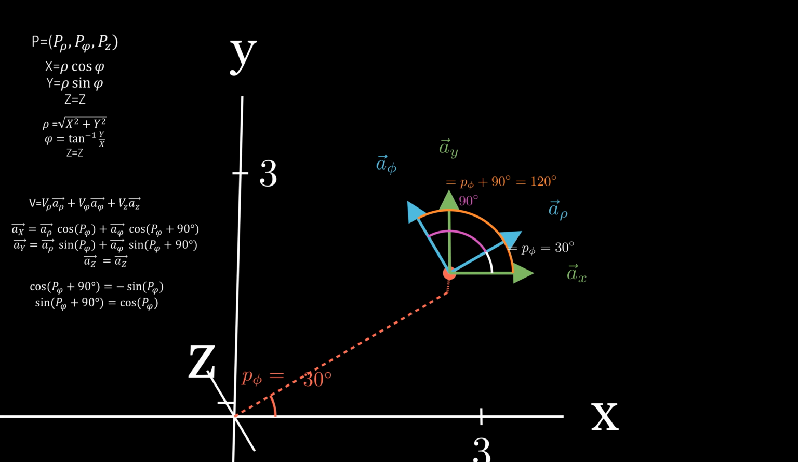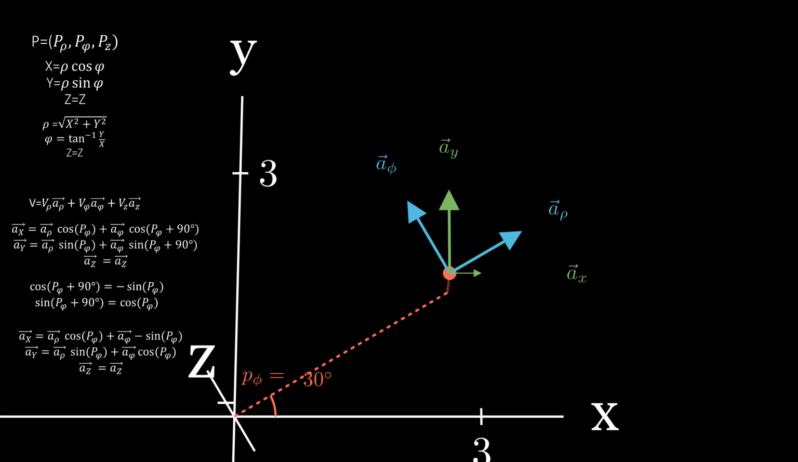The last thing we have is that cosine (b phi plus 90) is equal to minus sine b phi, and sine (b phi plus 90) is equal to cosine b phi. So we can replace them into the equations.